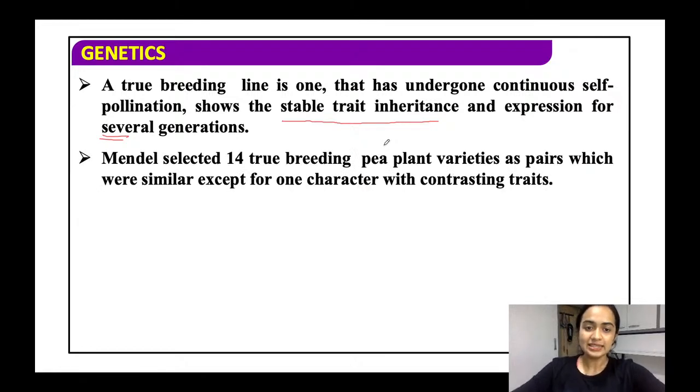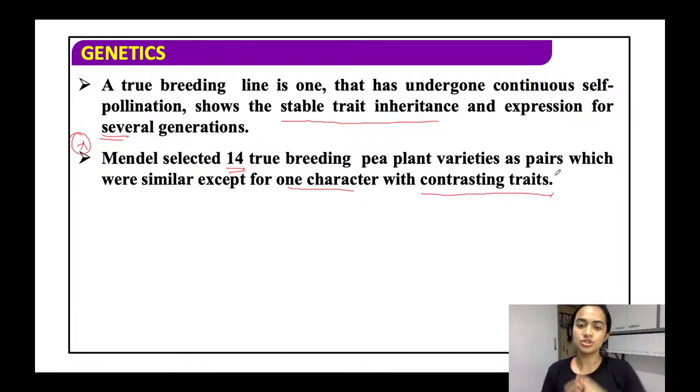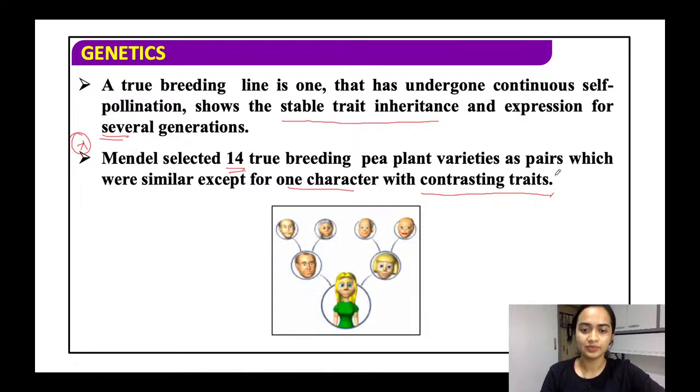So basically, he selected 14 true breeding plants. Another important point: he selected 14 true breeding pea plant varieties which were very similar except for one character. That one character that was not the same became the contrasting traits. For example, all the characters were the same, but one was the tall character and one was the dwarf. So this tall and dwarf became the contrasting traits.